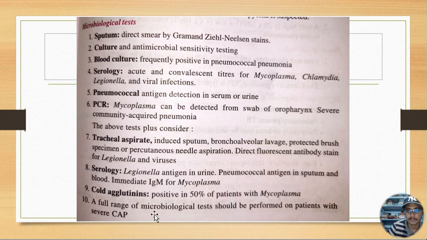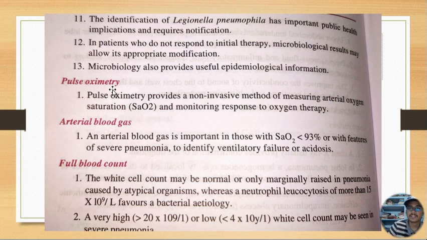A full range of microbiological tests should be performed on patients with severe community-acquired pneumonia. The identification of Legionella pneumophila has an important public health implication and requires notification. In patients who do not respond to the initial therapy, microbiological results may allow appropriate modification. Microbiology also provides useful epidemiological information.